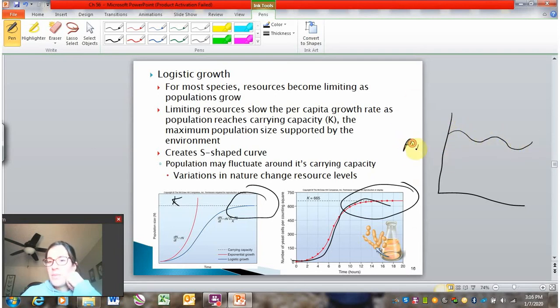So this would be population size. This is time. And so you see populations fluctuating a little bit, but they're approximately hovering around their carrying capacity. And so this would be good evidence of logistic growth. They're resource limited and they're existing approximately stably around their carrying capacity.